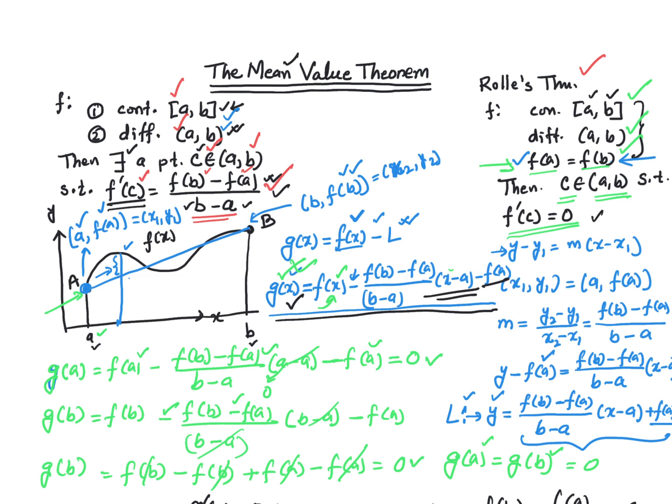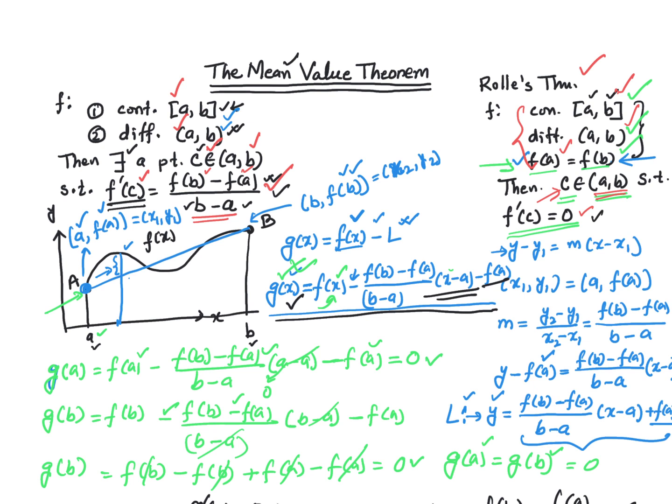So, you need to know Rolle's theorem first before you can prove the mean value theorem, or at least assume Rolle's theorem, which has three conditions: continuous on the closed interval AB, differentiable in the open interval AB, and at boundary points A and B the function has the same value, that is f of A is equal to f of B. If these three conditions are satisfied, then there is a point C in the open interval AB such that f prime of C is equal to 0.